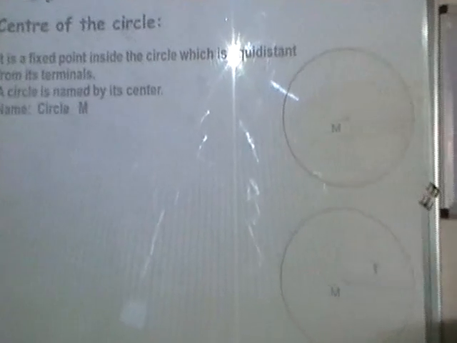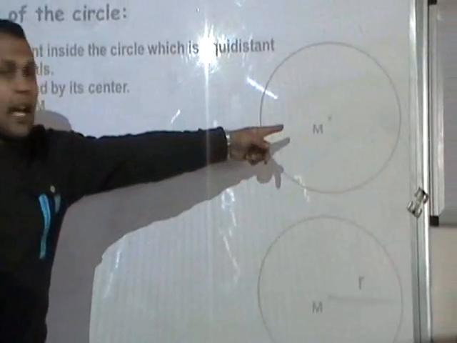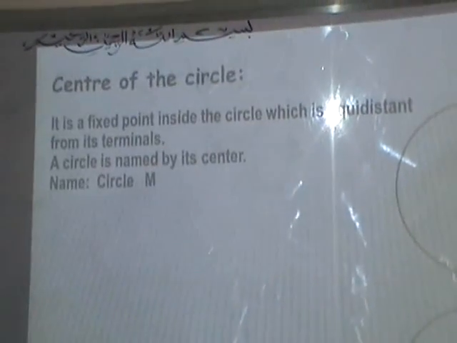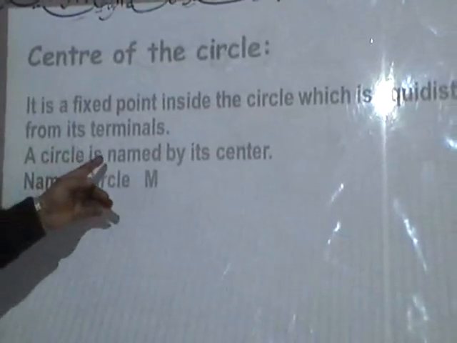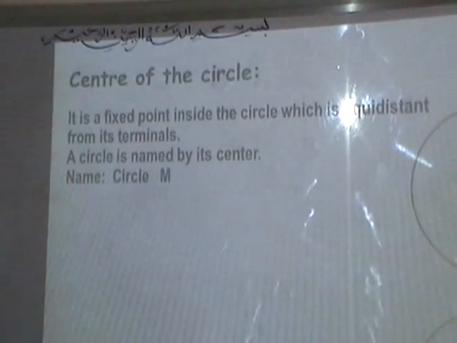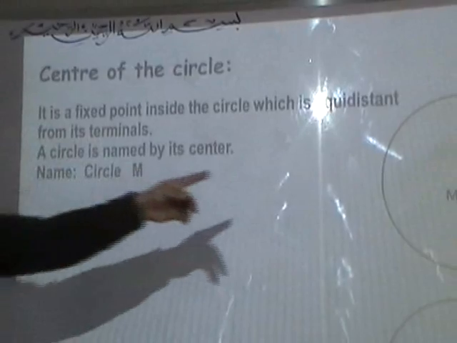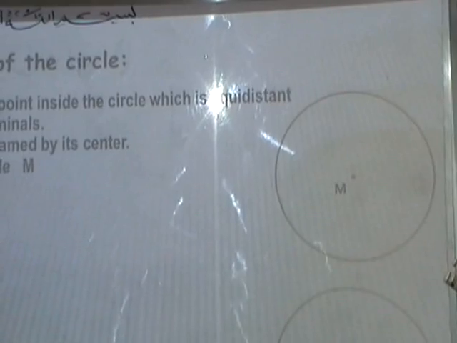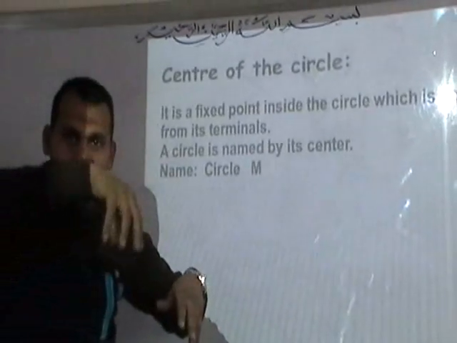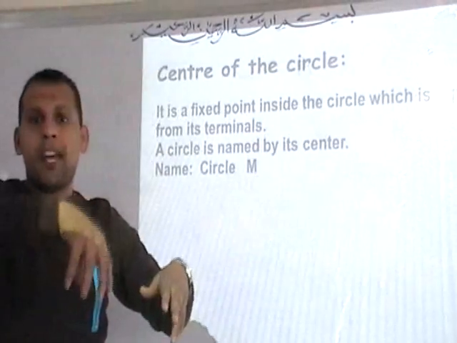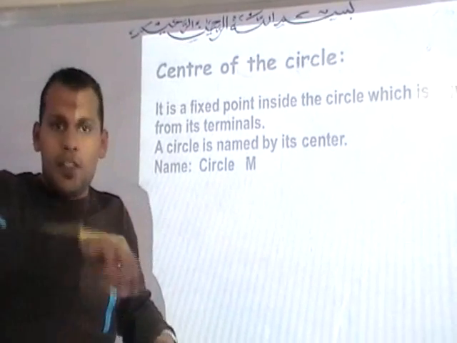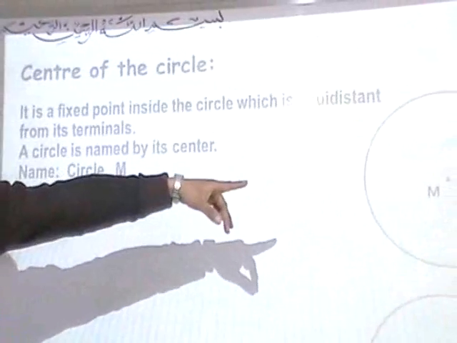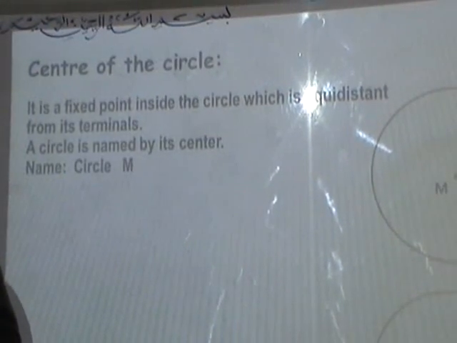What is the center of the circle? If I have a circle like this, having a center M. What is the center? It's a fixed point inside the circle, which is equidistant from its terminals. A circle is named by its center. So we can say that the name of this circle is M. When you see the playground, you have the center of the playground, and you will put the ball at this center at the start of the match. So the playground has a circle and the circle has a center. The center of this circle is M, so we name the circle by its center.